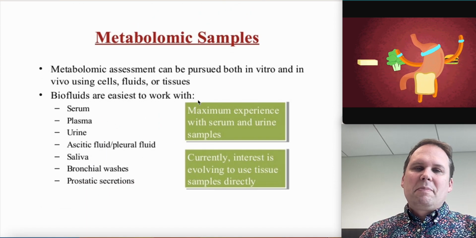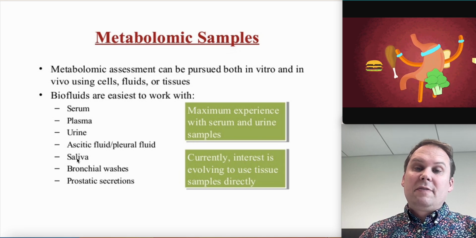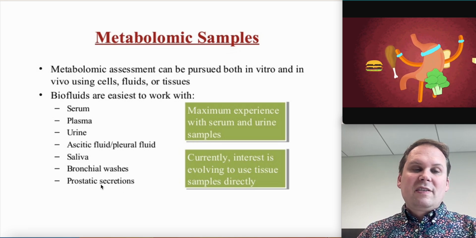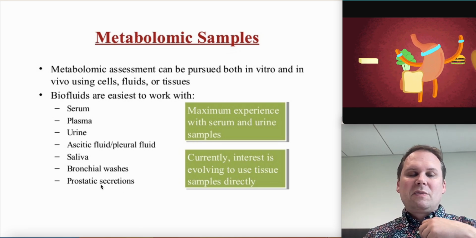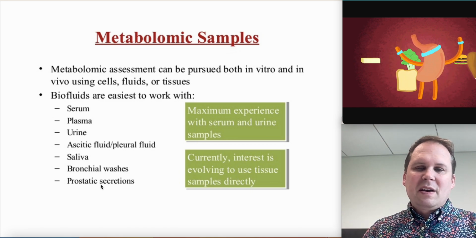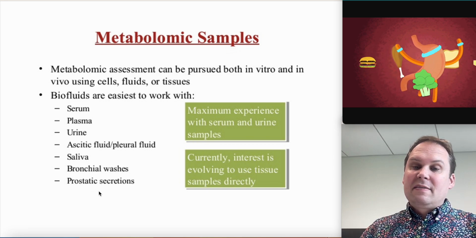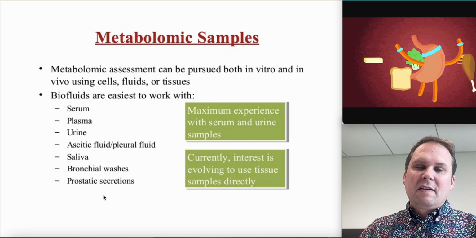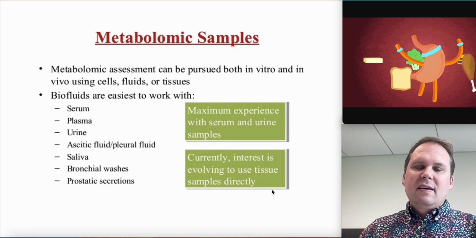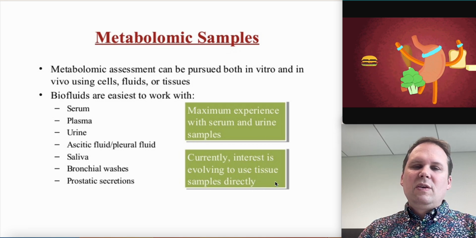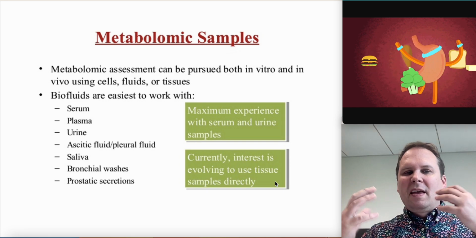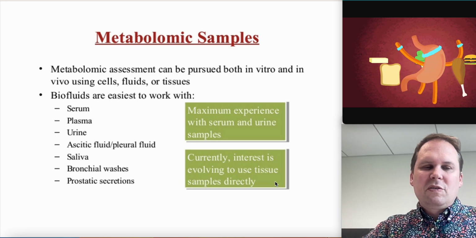Examples of some samples that you could use, fluids, that's very nice. Serum, plasma, urine, for example. Bronchial washes, where they'll put a little bit of soapy water down into a little bit of your lung and try to get that out. See what's going on in there. Do you have asthma or something like that? Secretions from the prostate, saliva. These could tell you if you have prostate cancer. And you can potentially use tissue samples directly now. You just have to prepare them first. You have to isolate the component of the tissue that you want to look at.